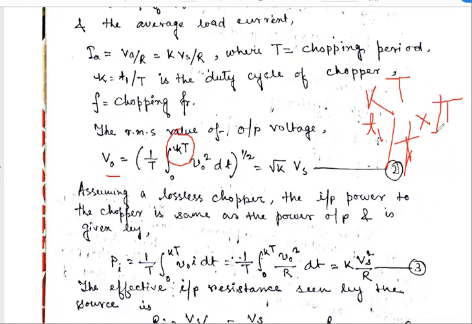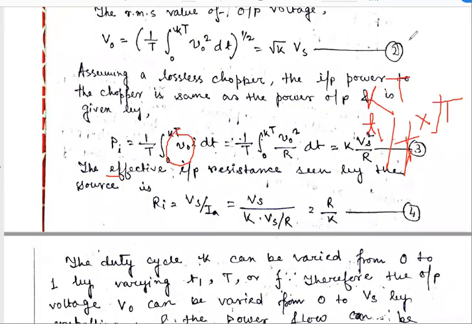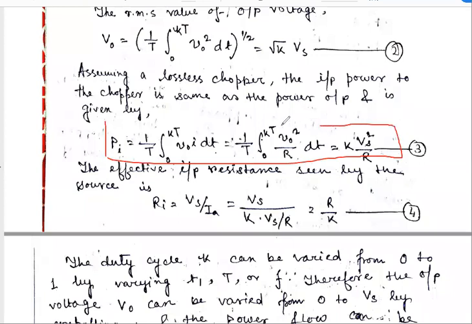Here we consider that the chopper is a lossless chopper, meaning there is no loss between the input power and the output power. The input power and the output power are the same. So the value of Pi is nothing but 1 by T integration 0 to Kt of V naught I dt. From here we get that Pi is nothing but K Vs square by R.